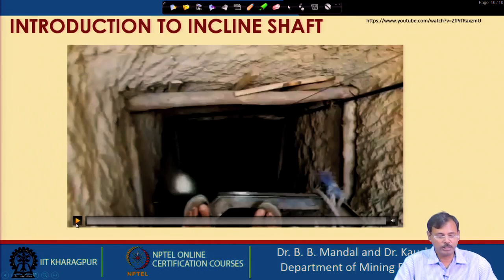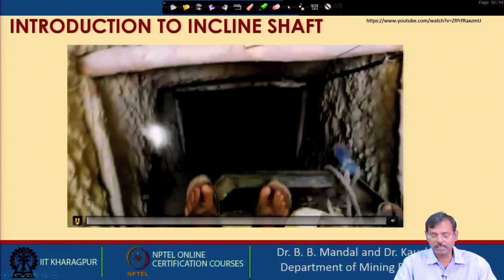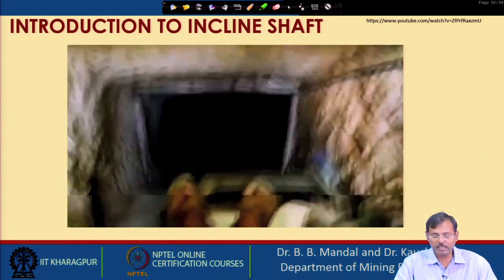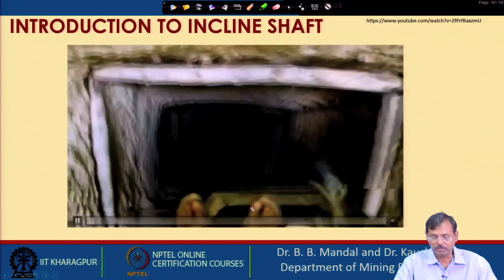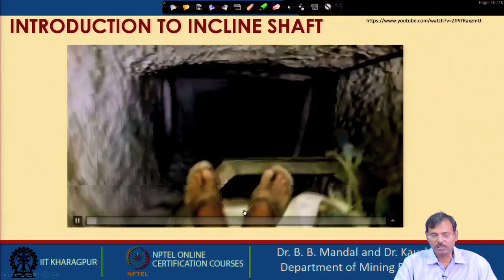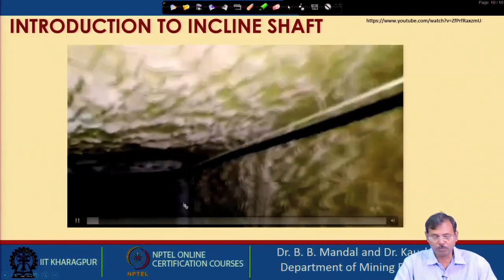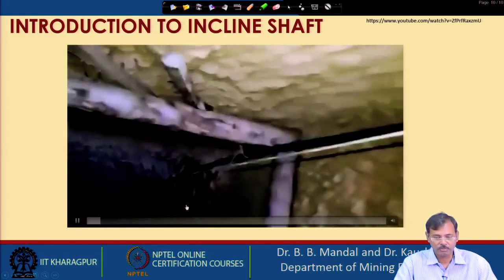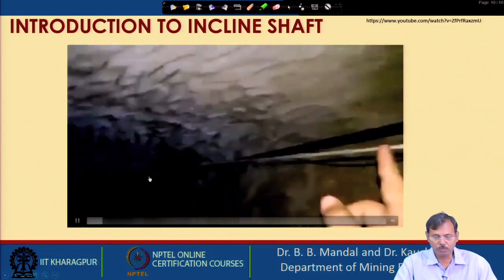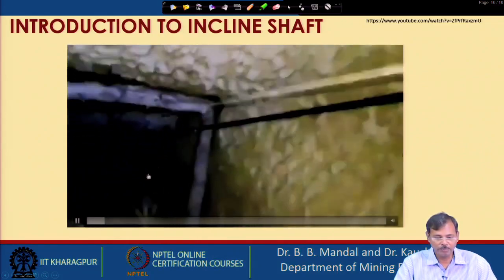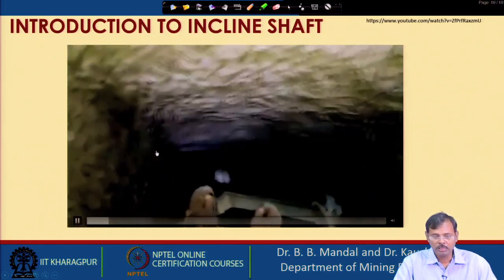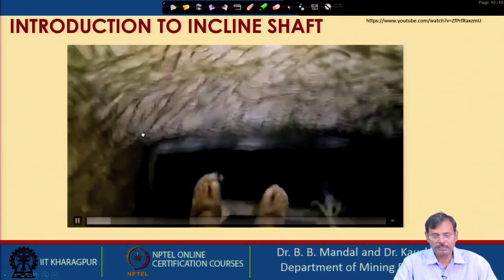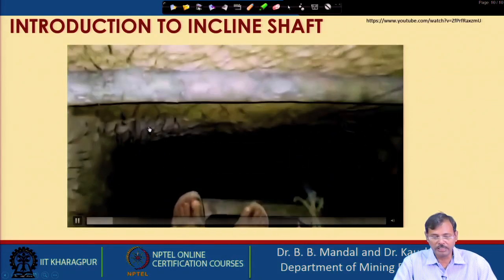Now, let me guide you on a tour in the incline shaft, and you can see in this case the skip is used as a man riding system. So, this person is moving by sitting in the skip only. You can see all the sides, you can see this goalpost support is also there. So, this is called goalpost support. These are the signaling cables. And these are the excavated roofs. It is carried out by the drilling and blasting method.